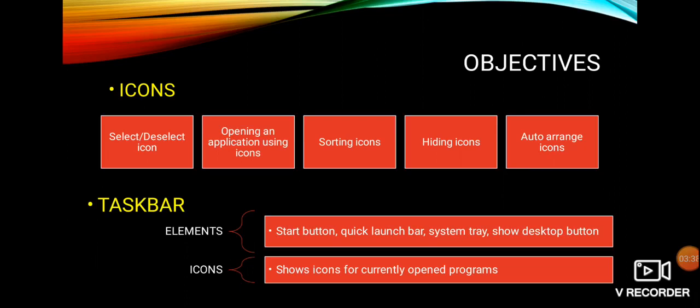Okay, likewise in a taskbar it contains different elements. In the taskbar you have a start button, quick launch bar, system tray, show desktop button, and it also contains icons of currently opened programs. Okay, we can discuss this in depth.